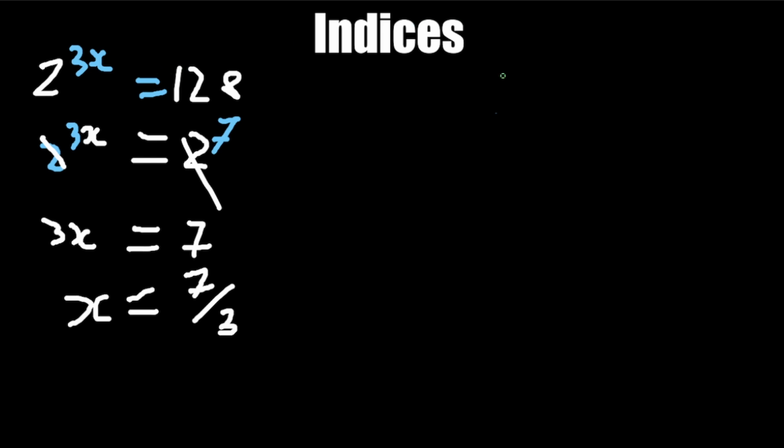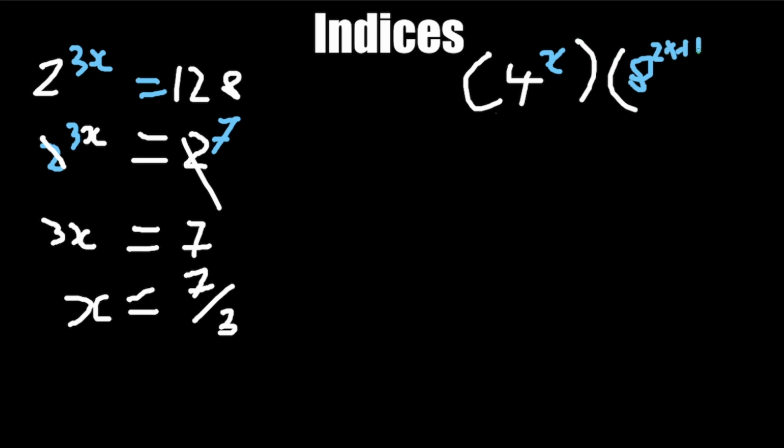Okay, so a question that I am seeing right now, apologies for the construction or whatever that is going on in the background, goes like this. In brackets, we have 4 to the x power, multiplied by, in brackets, 8 to the 2x plus 1, and that is equal to 64.